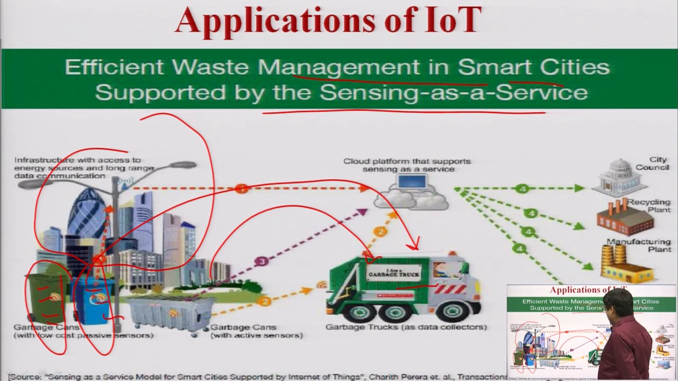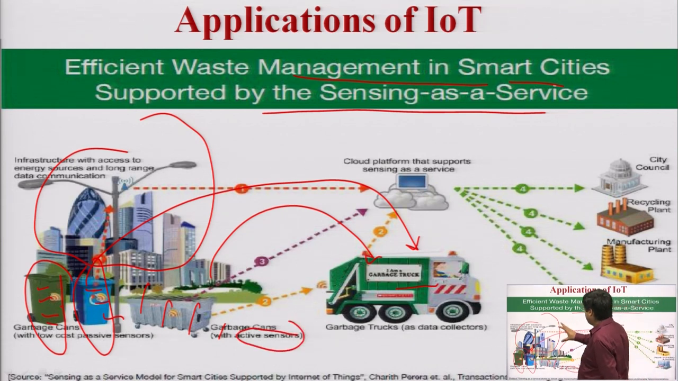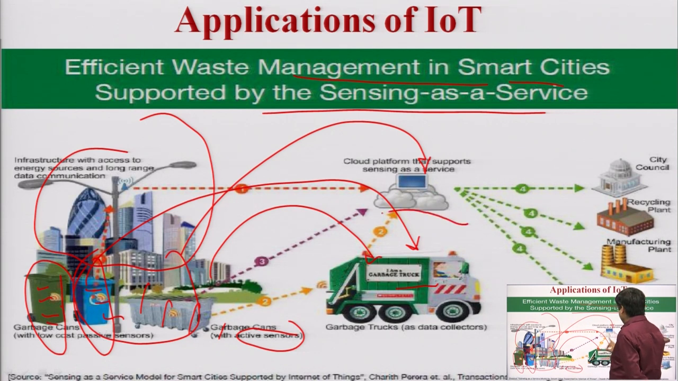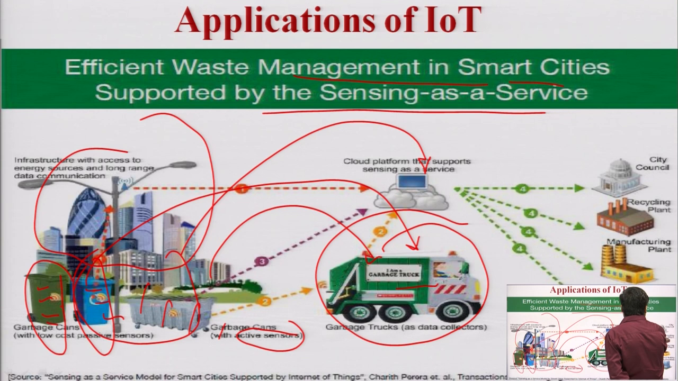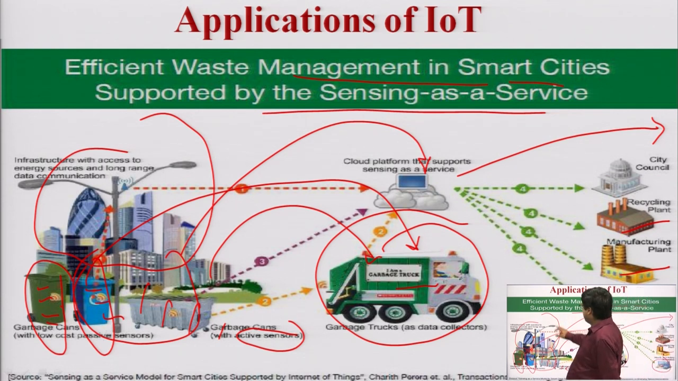These garbage cans deploy active sensors, and through sensors they are providing the information. In efficient waste management in cities, garbage cans are connected to the cloud, and through the cloud the garbage truck driver collects the information. All other parties can be connected too, like the city council, recycling plants, waste manufacturing plants, health and safety. So, this is the smart dustbin, smart waste management in a city.